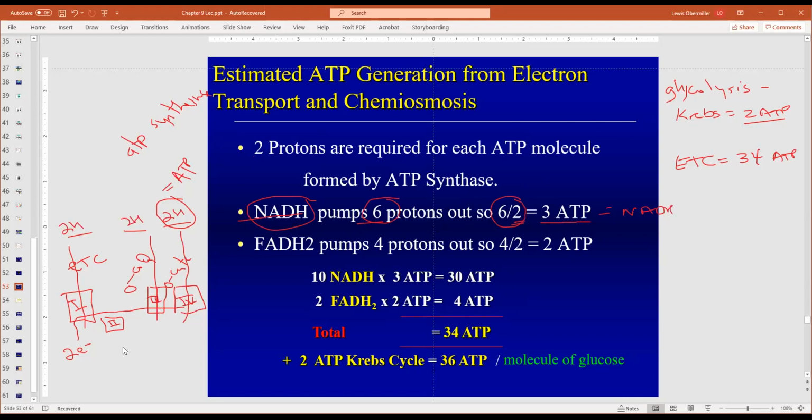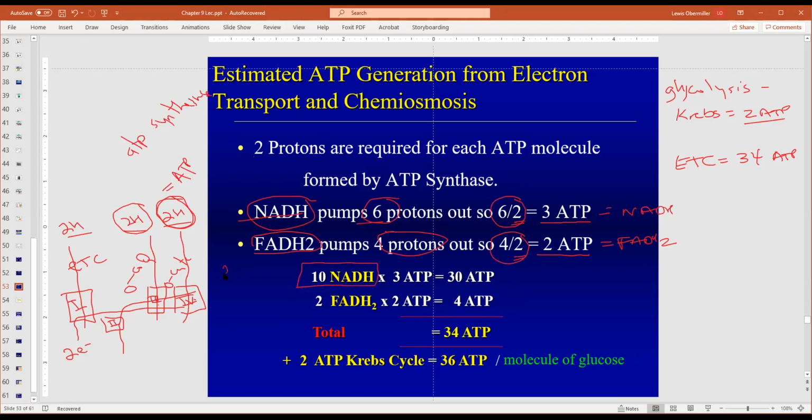Remember, FADH2 doesn't go through all of that. It only goes through complex 3 and 4. So we only pump these 4 protons. So FADH2 pumps 4 protons out because it only goes through 3 and 4. Again, we need 2 protons per ATP. So 4 divided by 2 means we get 2 ATP for every FADH2.